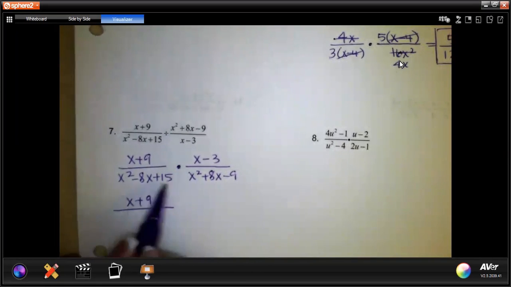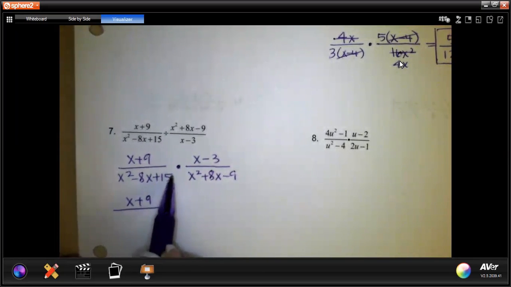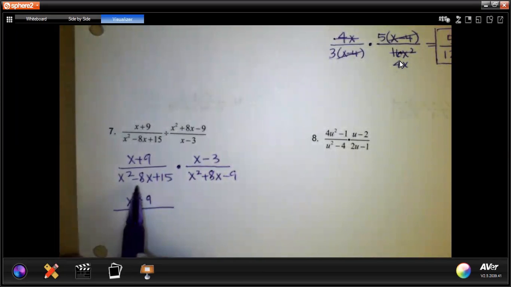When factoring this denominator, it's a trinomial, so I'm looking for what multiplies to be 15 and adds to be -8.